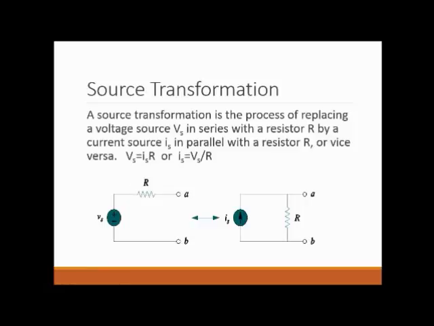Now if you want to convert this part into a current source, then what you need to do is replace this Vs with a current source Is, and this Is value will be given by Vs by R, and subsequently you need to connect that resistance in parallel with this current source.